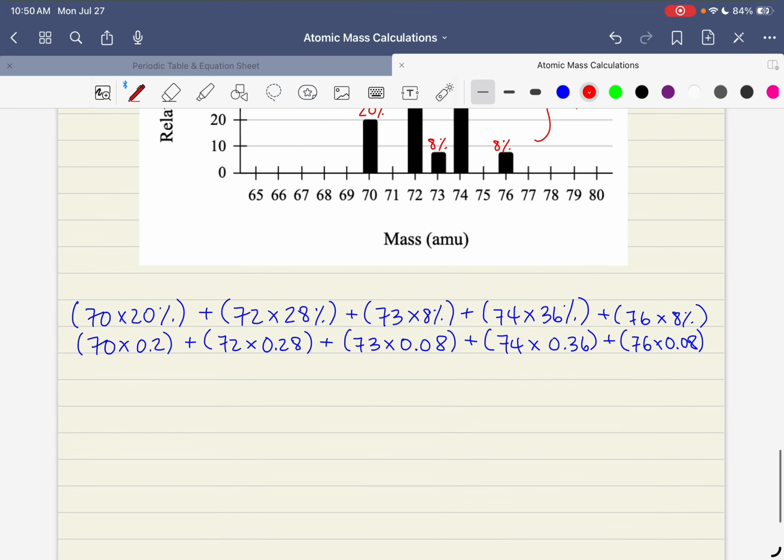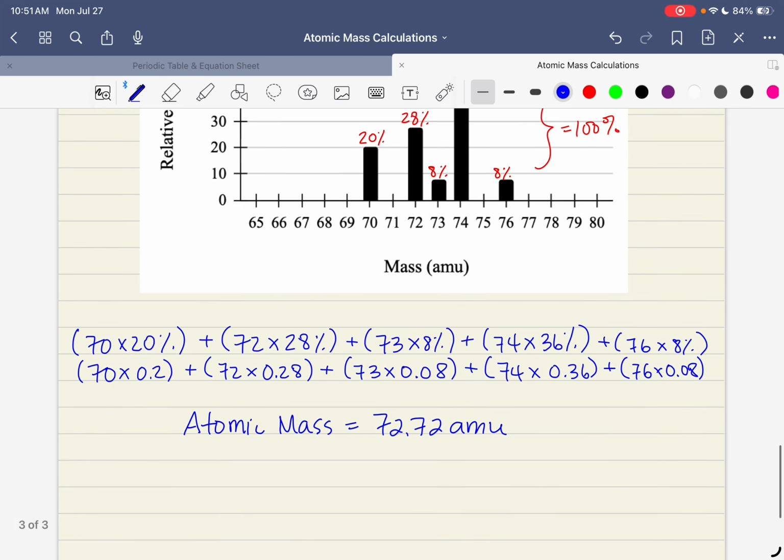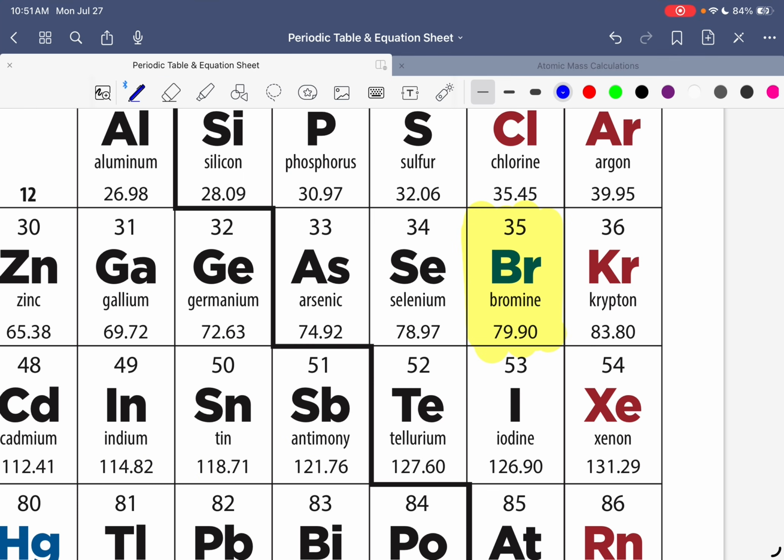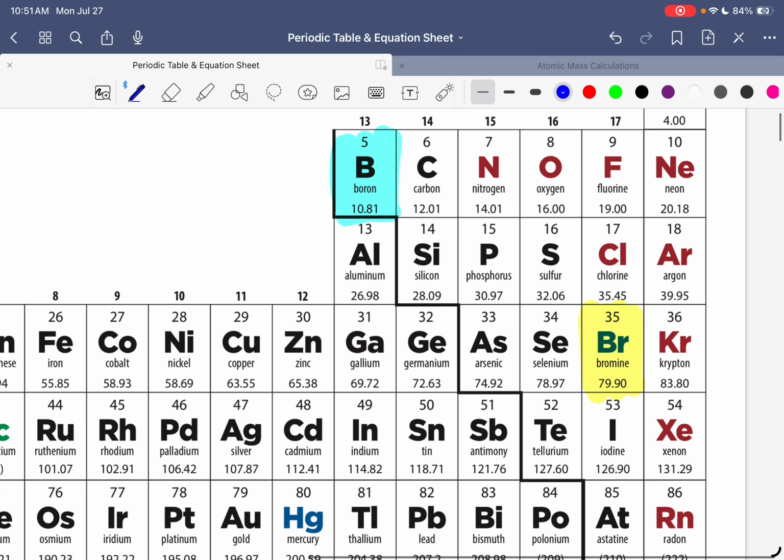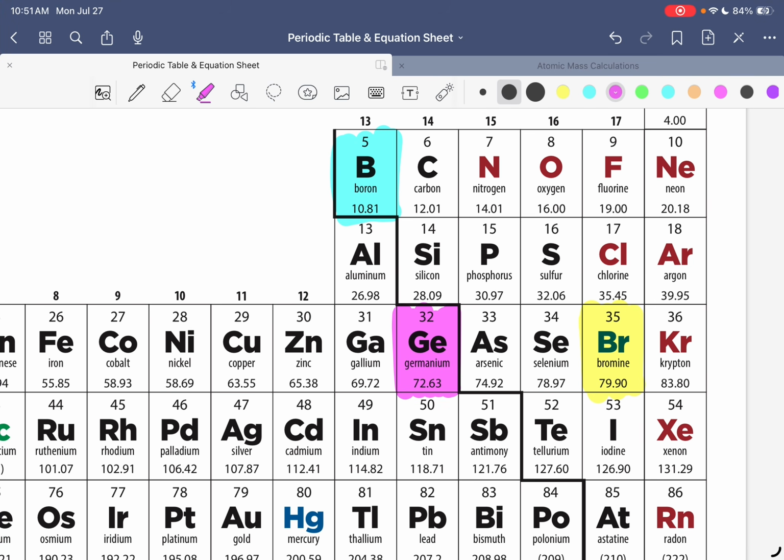And then when I did my calculation, I got that my atomic mass was equal to 72.72 AMU. And again, if you had some of your percentages slightly different, you might have gotten a very slightly different answer. And so when you look on the periodic table, what element is this? So 72.72. It's going to be germanium, Ge.